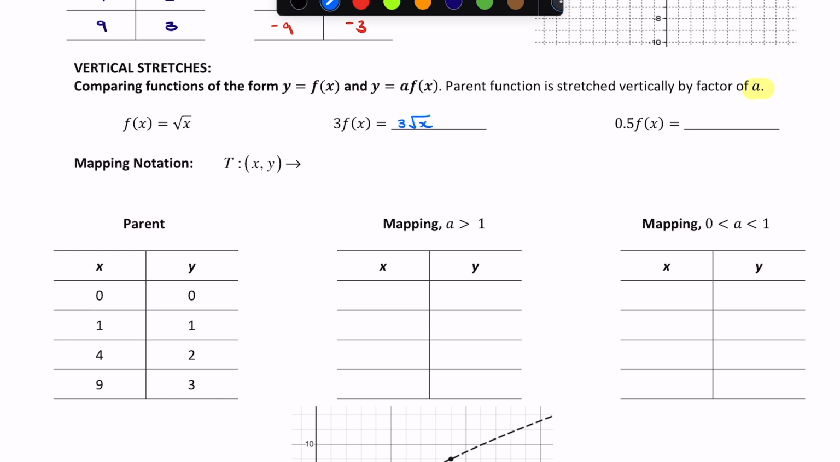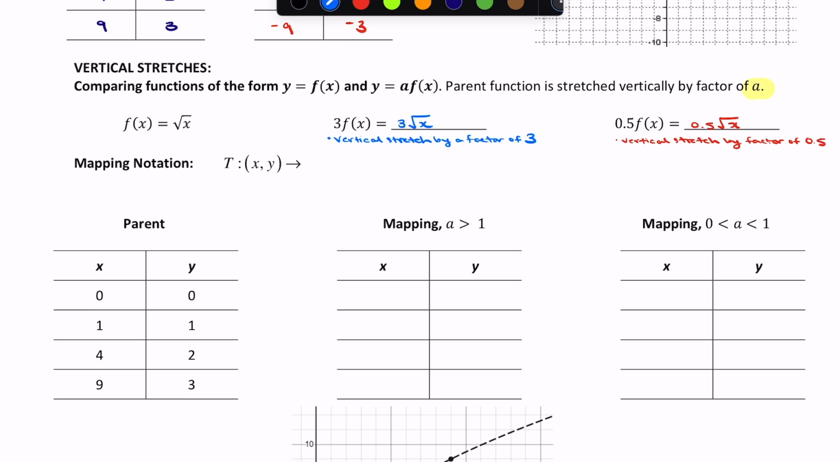And here, if we're going to write what's happening to it, we can write that it's a vertical stretch by a factor of 3. So here we have a vertical stretch by a factor of 3. Here we have 0.5 f of x. And so here we would rewrite it as 0.5 square root x. And here we would also write that there's a vertical stretch by a factor of 0.5 or 1/2.